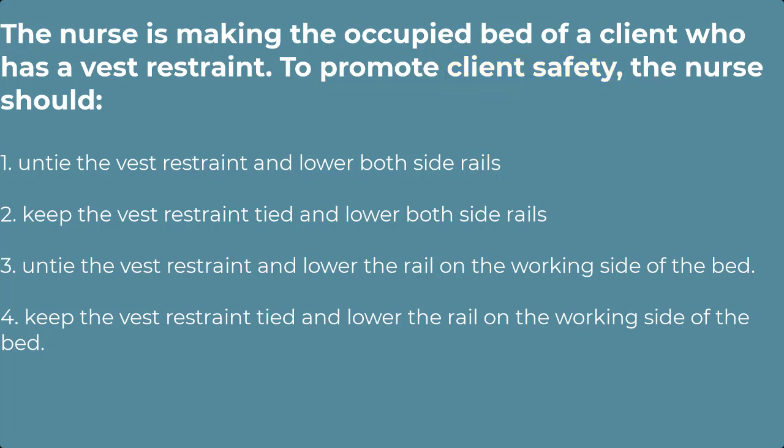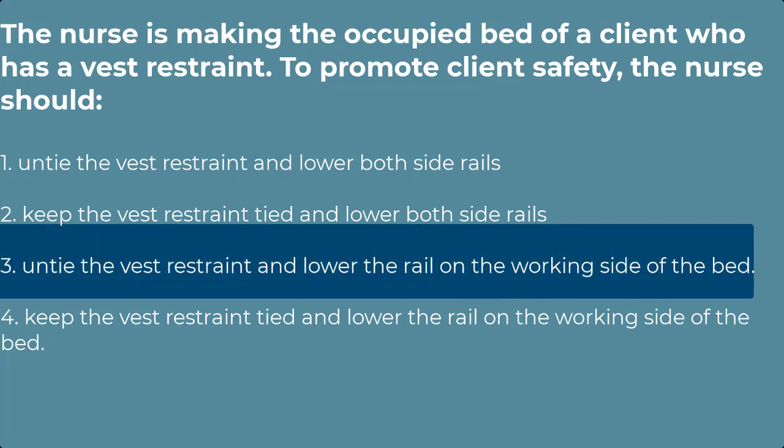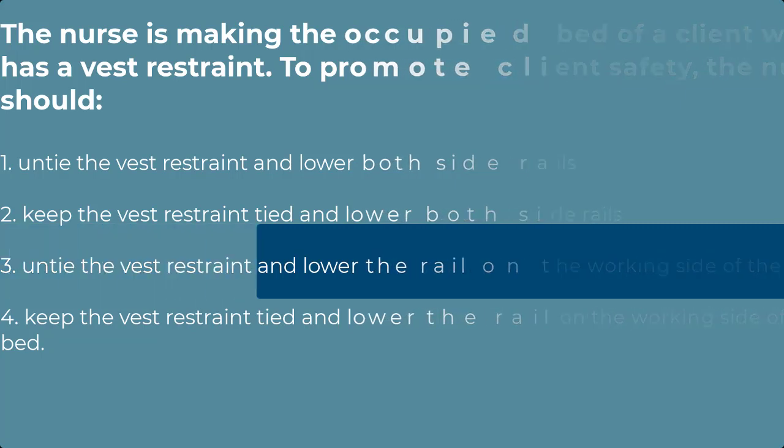If you know only that the side rails should be lowered just on the side on which you're working, you can eliminate options 1 and 2. If you only know that the vest restraint can be untied when the nurse is at the bedside providing direct care, you can eliminate options 2 and 4. In either case, you can eliminate two options as distractors, and you have an increased chance of selecting the correct answer from 25% to 50%.